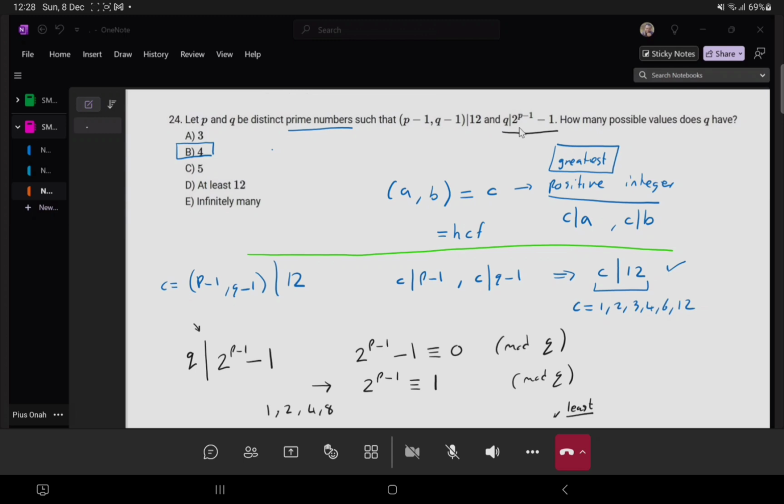So what really made this problem special? What makes it special between 12 and 2? So we have P minus 1, and the GCD of P minus 1 and Q minus 1 must divide 12. And then we have 2 appearing somewhere there, like Q must divide 2 to the power of P minus 1. Okay, for the choices. Yeah, so what makes this problem special?